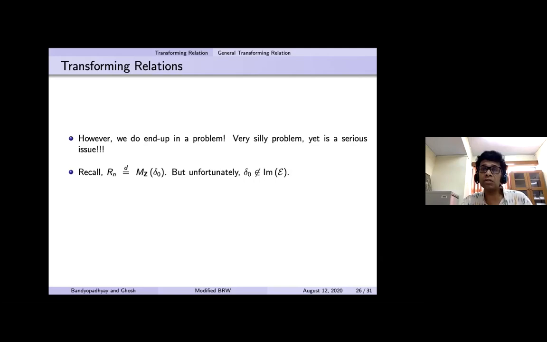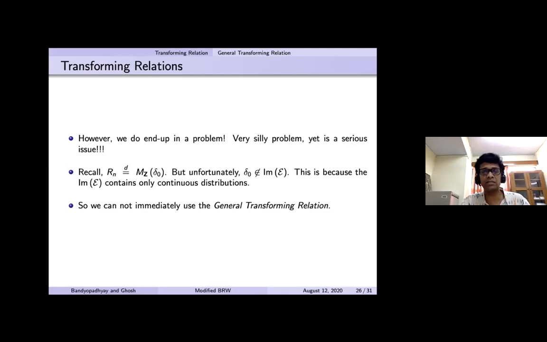This is because the image of the link operator can only contain continuous distributions. Remember, it is the distribution of the logarithm of Y by E. Y comes from a positively supported measure, but E is an exponential one variable, and they're independent. So the resulting variable has to be continuous. So it has to have a density. So you cannot allow delta zero to be there. So we cannot immediately use the general transforming relation to conclude about Rn, which we really wanted to do.